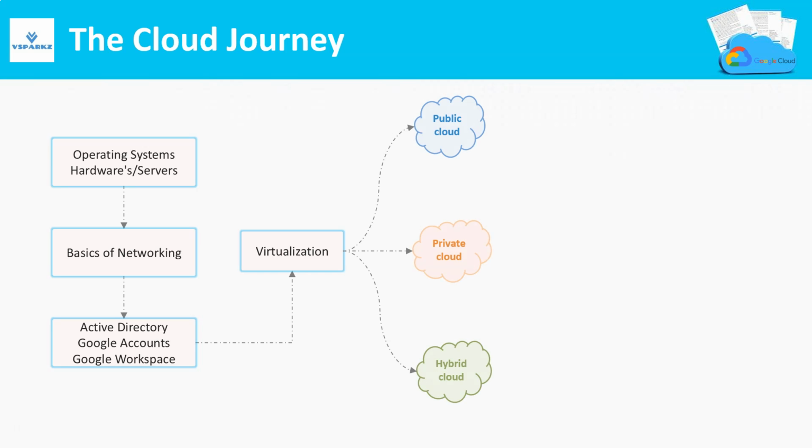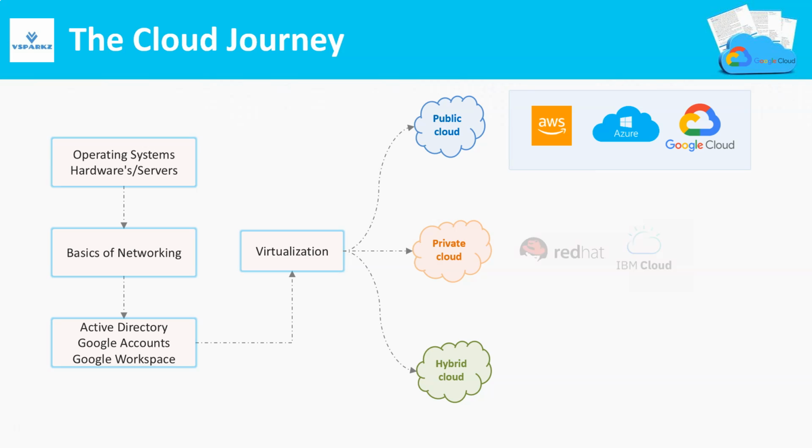Basically, there are three different types of cloud computing environments. They are public cloud, private cloud, and hybrid cloud. AWS, Azure, and GCP are the prominent cloud service providers for public cloud. Similarly, you can also see the vendors for private cloud and hybrid cloud environments. Now, we will discuss a bit more about the prerequisites.